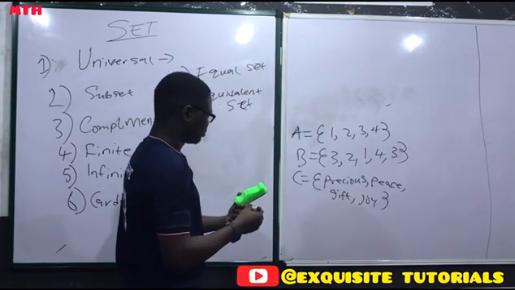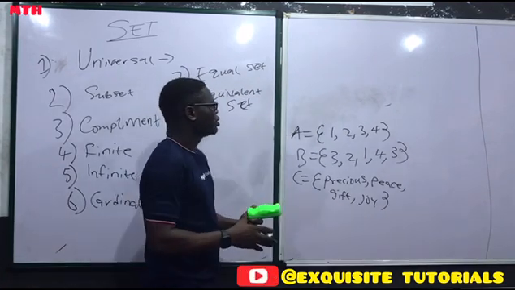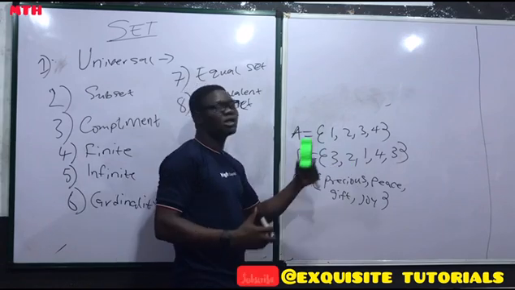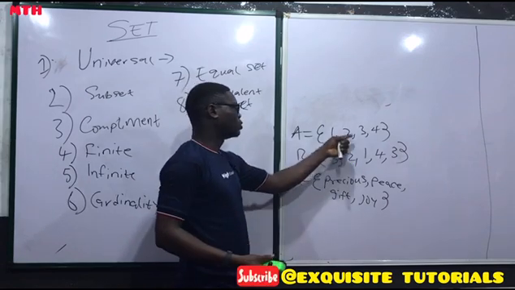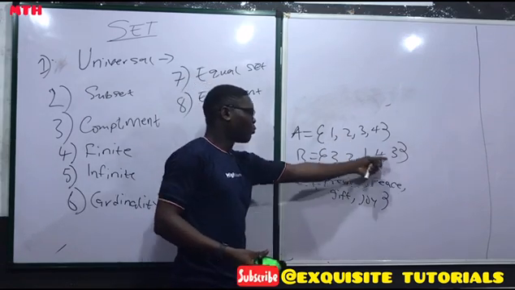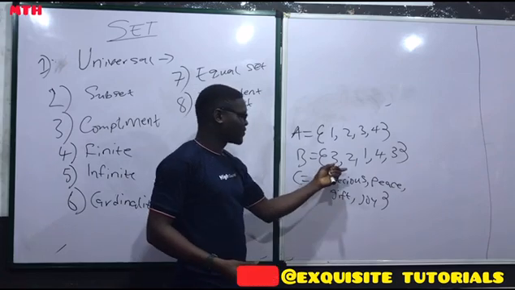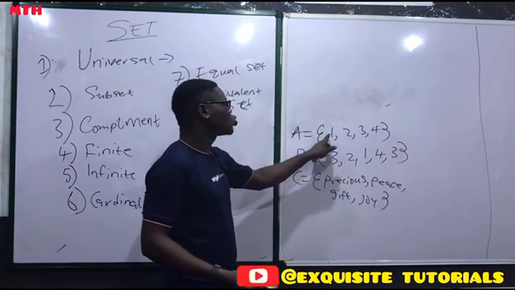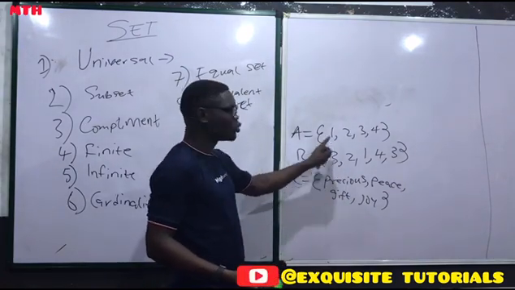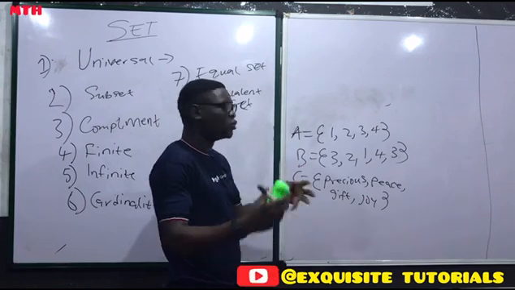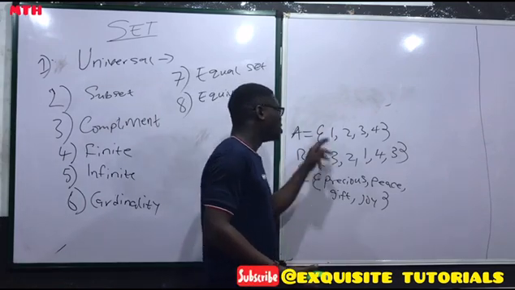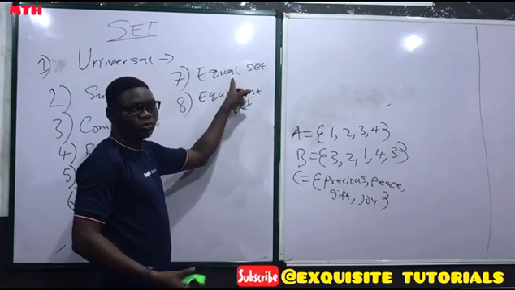Now, these 2 sets have the same elements. This one has 1, 1, 2, 2, 3, 3, 4, 4. But although this one has 5 elements, because these 2 sets have the same elements, we are not talking about the number of elements now. Because they have the same elements, we say they are equal.